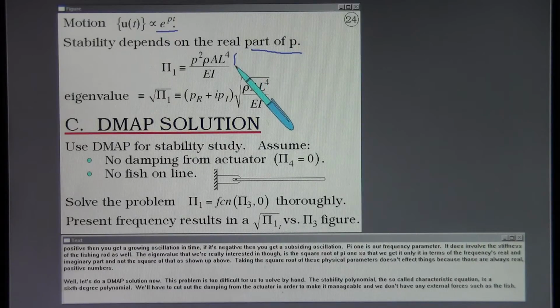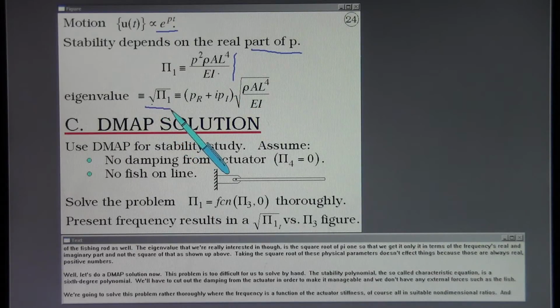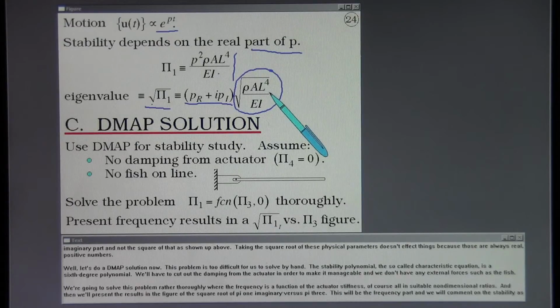Pi 1 is our frequency parameter. It does involve the stiffness of the fishing rod as well. The eigenvalue that we're really interested in, though, is the square root of pi 1, so that we get it only in terms of the frequency's real and imaginary part, and not the square of that as shown up above. Taking the square root of these physical parameters doesn't affect things because those are always real positive numbers.